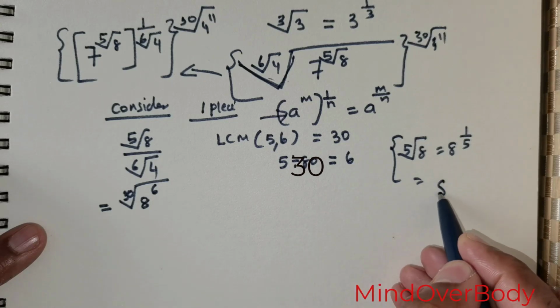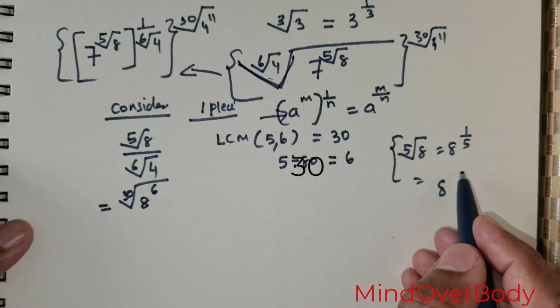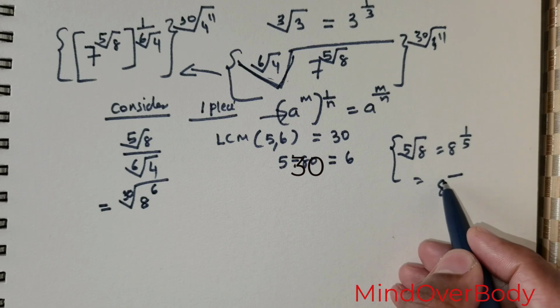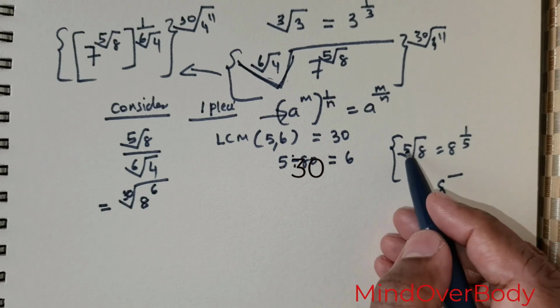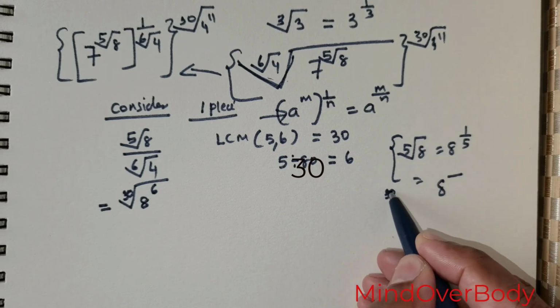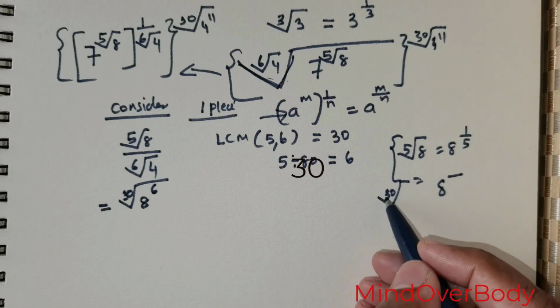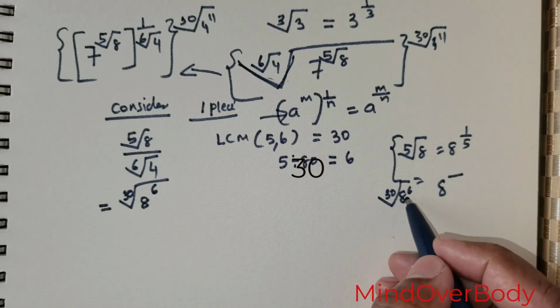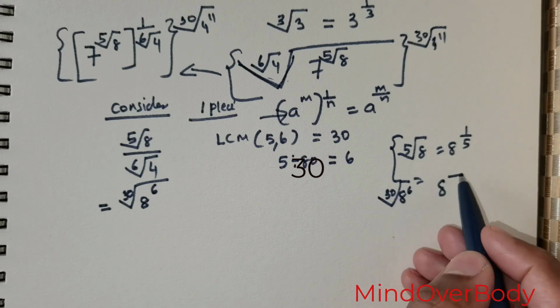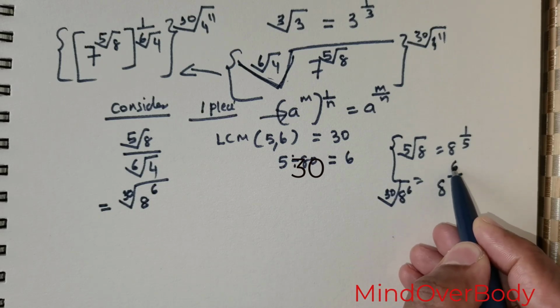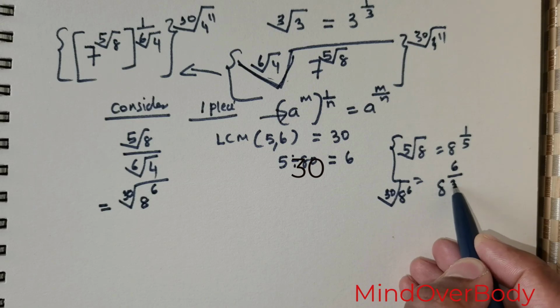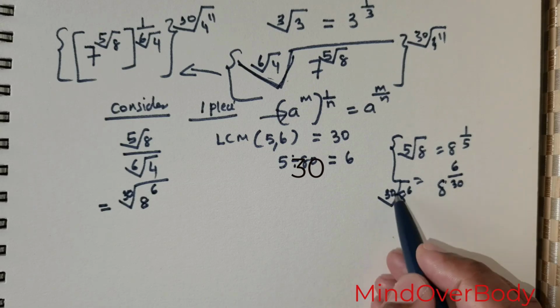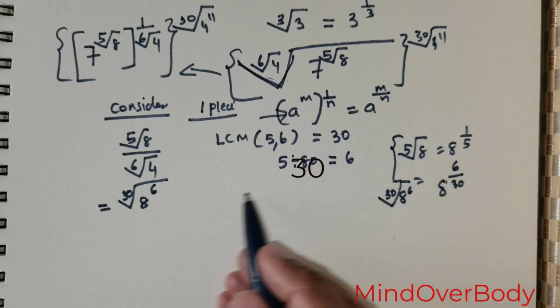So what I'm going to do, I'm going to place 30 in the wedge. So instead of 5, I'm going to place 30. Now to counter that 30, I'm placing 6 here. Or in other words, the 30th root of 8 raised to the power 6 is actually rewritten as 8 raised to the power 6 over 30. This is the exact case that we wanted.